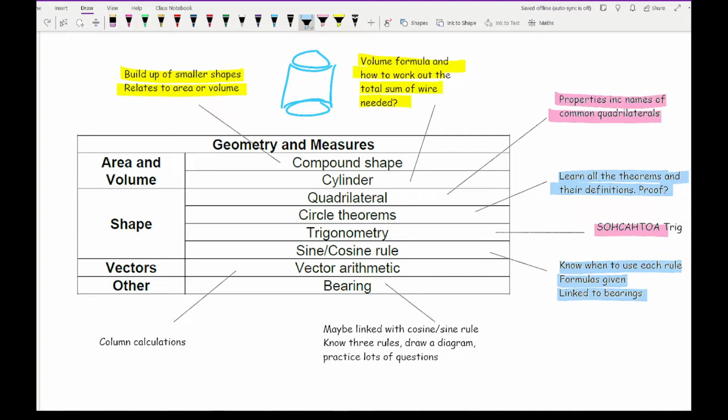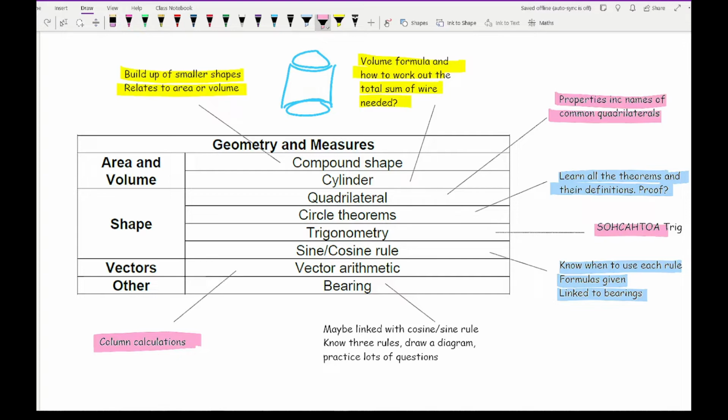With regards to vector arithmetic, that's just going to be simple column calculations. And as we mentioned, this topic does appear on the foundation paper, so I would say it's more likely to be a column vector calculation than it is to be based on a diagram, but you can't rule that diagram type question out. And then bearings, again, could be a standalone topic, although I believe that this would have been on the foundation paper as well.